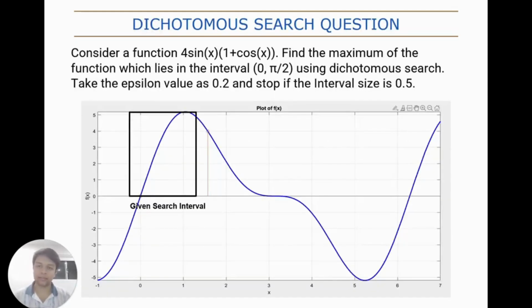Let's consider an example. We will implement the function 4 sin x divided by 1 plus cos x in MATLAB. Our aim is to find the maximum of the function in the given interval 0 to pi by 2 using dichotomous search. The epsilon value is given as 0.2 and the stop criteria is 0.5.